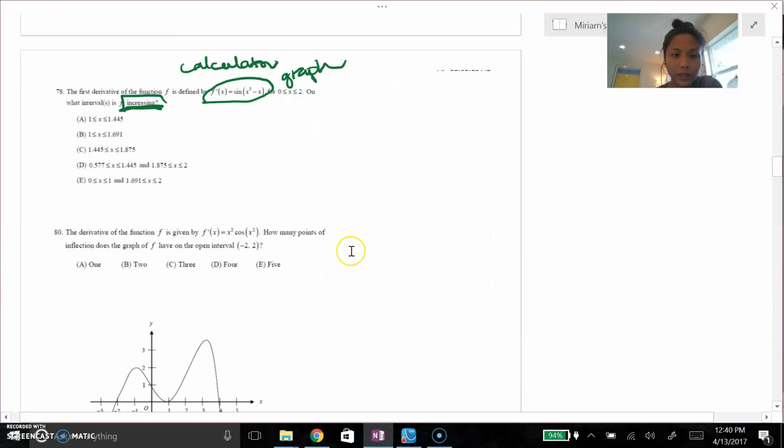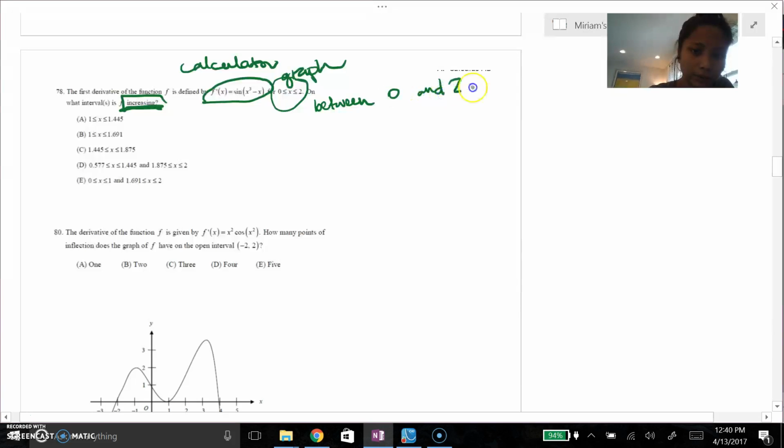you need to find the interval between 0 to 2. So you need to look between 0 and 2 and find where it's increasing. Well, increasing means for the derivative to be above the x-axis.